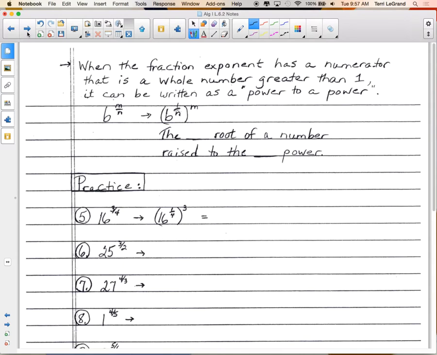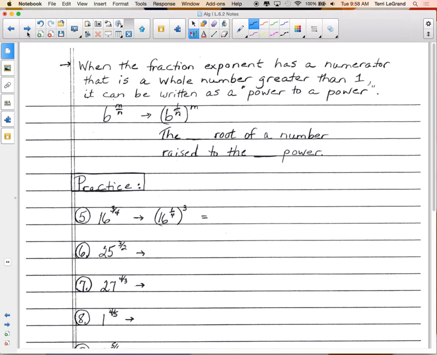When the fraction exponent has a numerator that is a whole number greater than 1, notice I'm talking about the numerator, not the rational exponent. If the numerator of the rational exponent is greater than 1, then we're going to have to do some kind of creative thinking. If I have base b raised to the m over n power, I can rename that as a power to a power. In other words, I can unsimplify it.